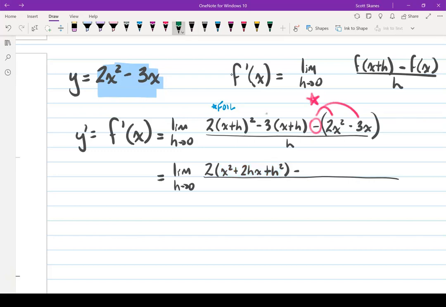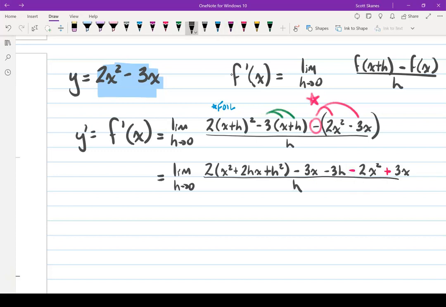Minus, and then of course you've got to multiply through both of these, so be very careful with that. That's minus 3x and minus 3h, and then multiply through by this negative. You get minus 2x squared and plus 3x. Just be careful with these signs, please. It really makes a big difference. And the bottom is going to be h.